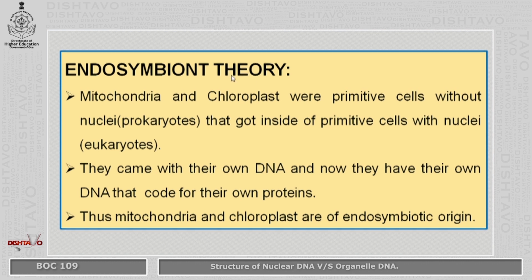Now, the presence of DNA in the organelles is explained by the endosymbiotic theory, which states that mitochondria and chloroplasts were primitive cells without nuclei, meaning they were prokaryotes that got inside primitive cells with nuclei. They got inside the eukaryotes. That's the endosymbiotic theory. They came with their own DNA, and now they have their own DNA that codes for their own proteins. Thus, mitochondria and chloroplasts are endosymbiotic in origin.